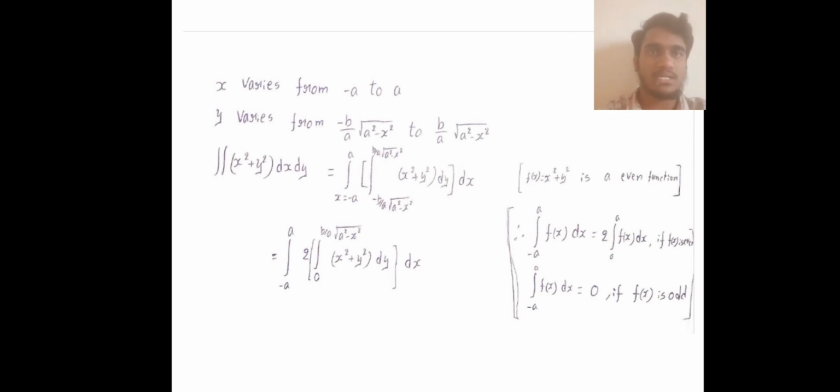X varies from minus a to a. Y limits vary from minus b by a root of a square minus x square to b by a root of a square minus x square. The given question is the double integral of x square plus y square dx dy.